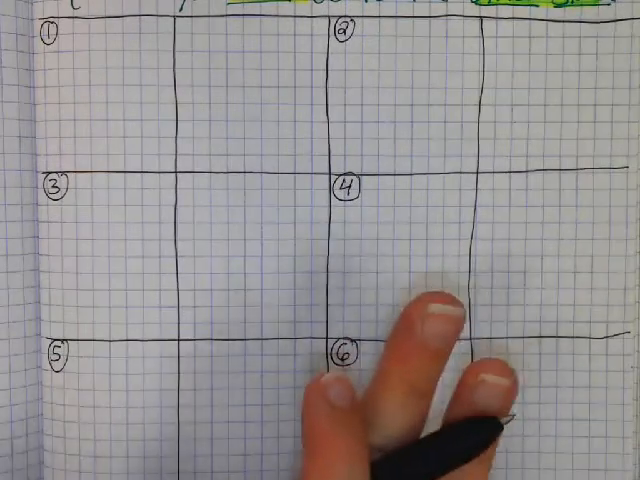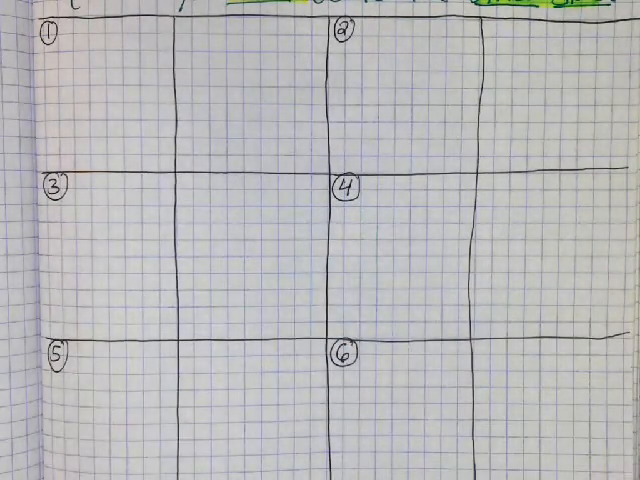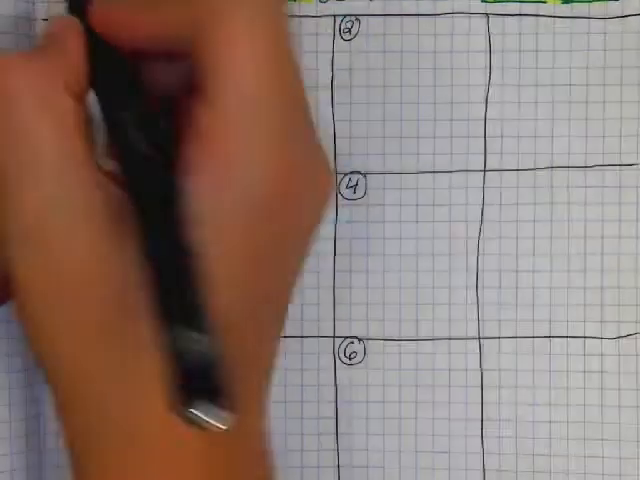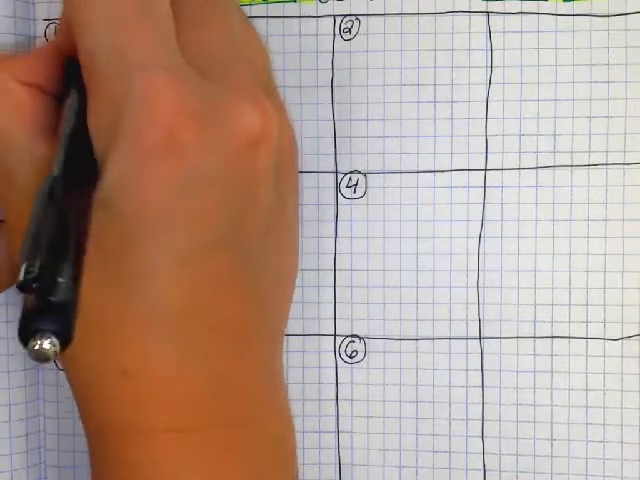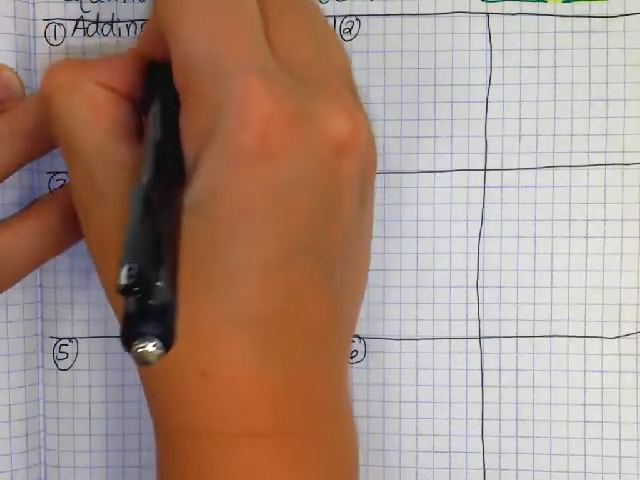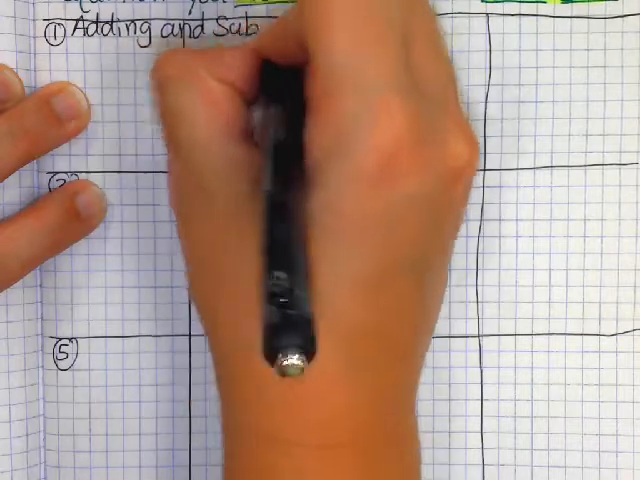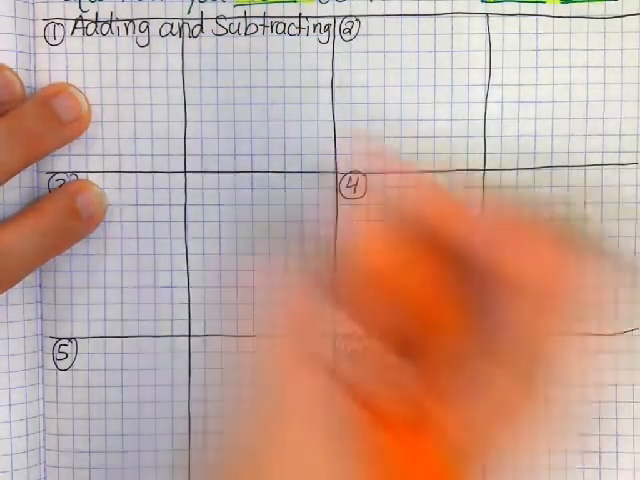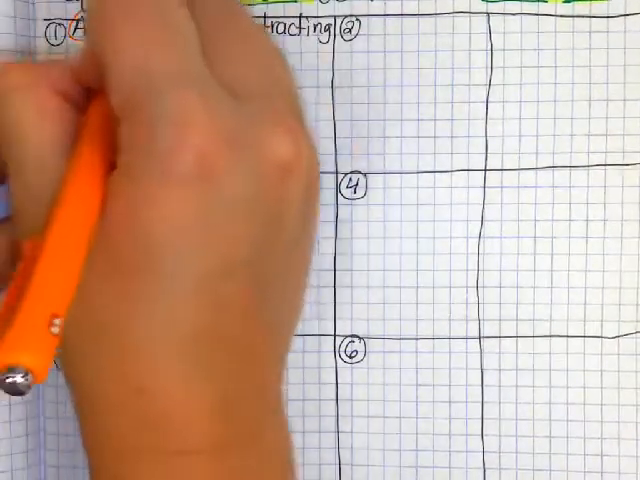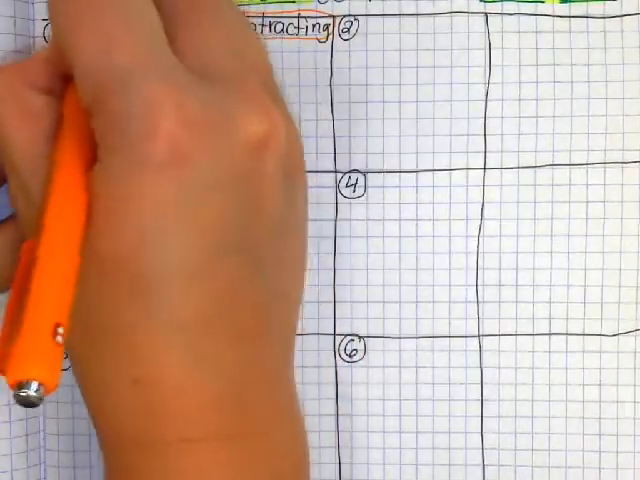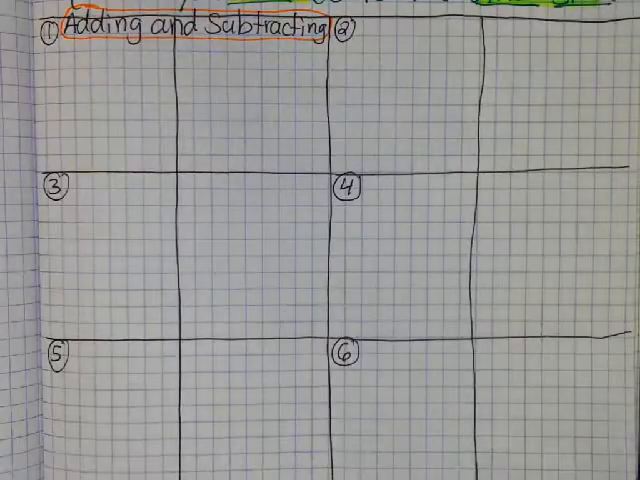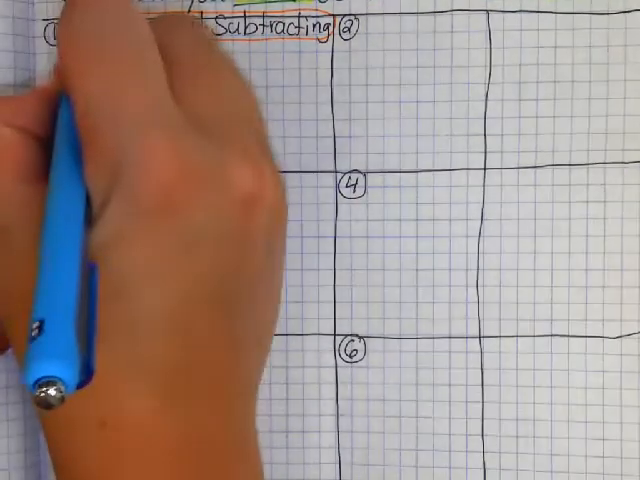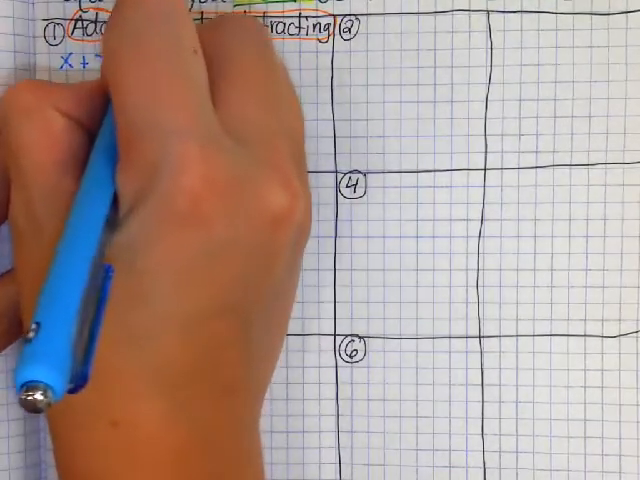Our first part, we are going to start with adding and subtracting. So if you want to write that down, adding and subtracting. I'm going to circle it so we can find it. Adding and subtracting. Alright, number one. I have x plus 7 equals 5.